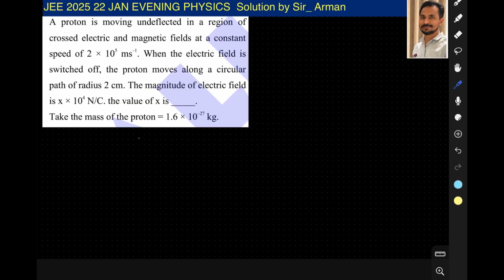A proton is moving undeflected in a region of cross electric and magnetic fields at a constant speed of 2 × 10⁵ meter per second. When the electric field is switched off, the proton moves along a circular path of radius 2 centimeter. The magnitude of electric field is... देखिए एकदम easy question है, what is given here?